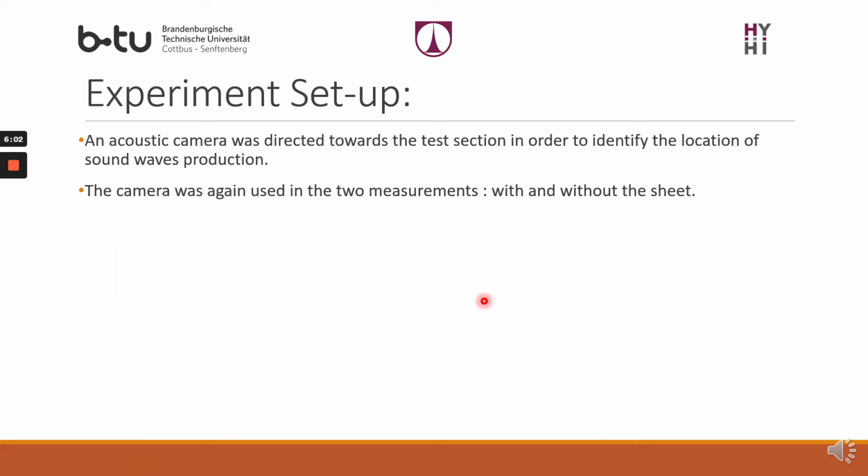And in order to be more sure about the nature of the sound being measured, an acoustic camera was used and directed towards the test section. By doing so, we are able to identify the location of the sound production. The acoustic camera was used in the two measurements, with and without the sheet, and in this case we are able to make sure in each of the two trials where the sound is being generated from.